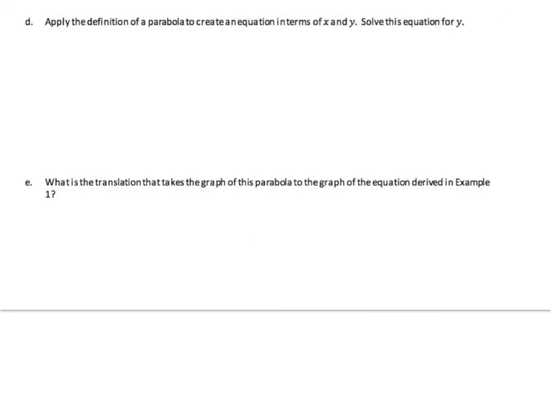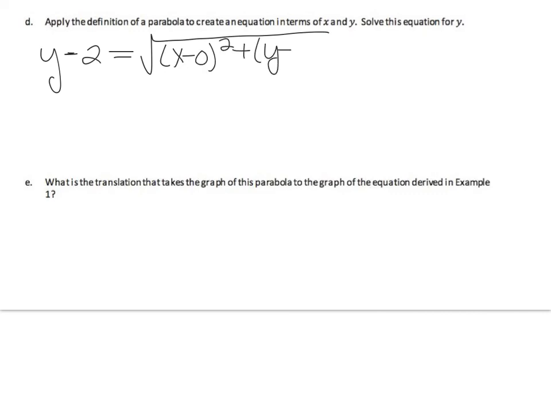Okay, apply the definition of a parabola to create an equation in terms of x and y. So we have the vertical line, which is y minus 2, equal to the distance formula, the square root of (x minus 0) squared plus (y minus 4) squared. Right? Let's go ahead and square both sides. This is going to take me a second, so let's square both sides and see if we can solve it.